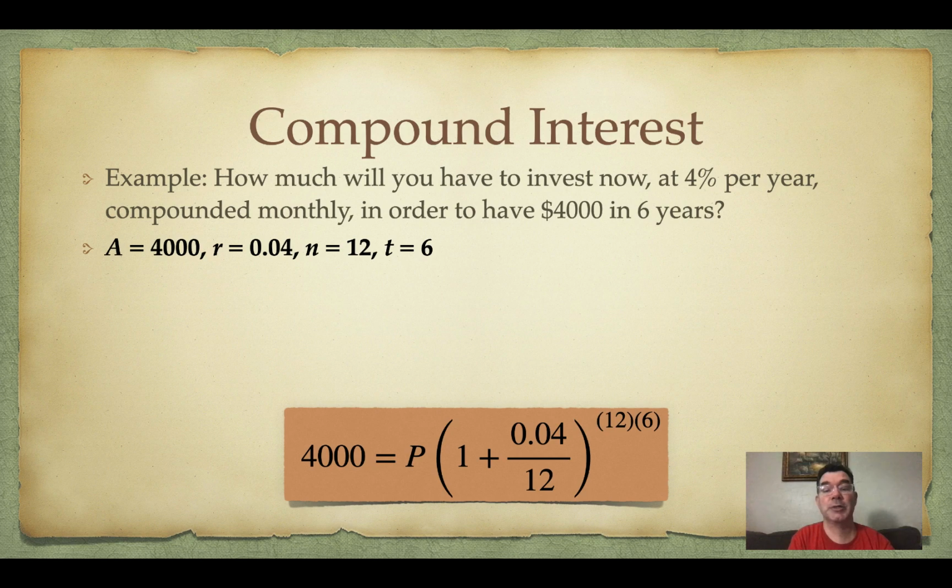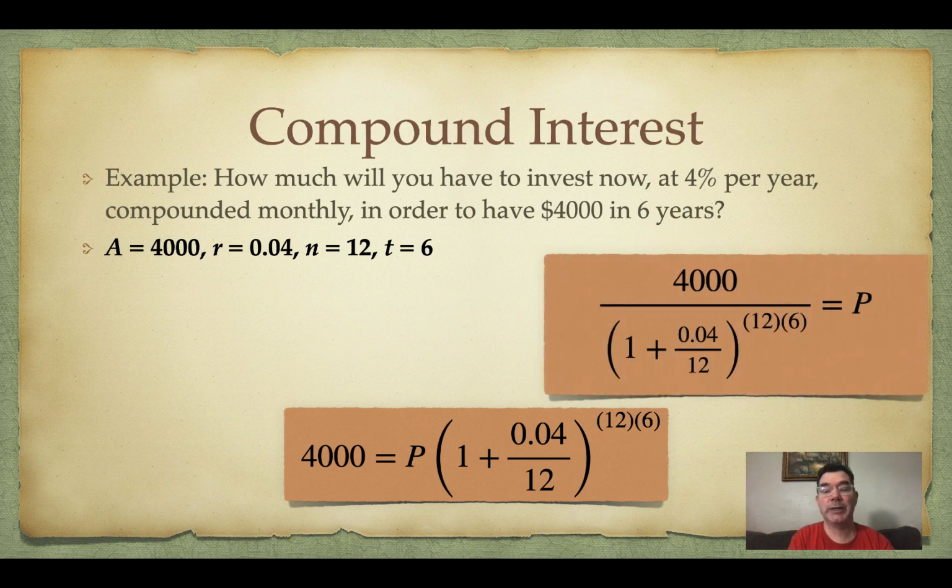I'm trying to figure out how much I should invest now. Well, to solve that, I would need to divide both sides by everything that P is being multiplied by on the right. So you see 4,000 divided by all of that. And once again, I can go to my calculator and figure out what all of that is worth. That's going to be $3,174.77.